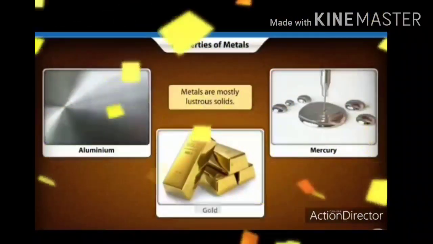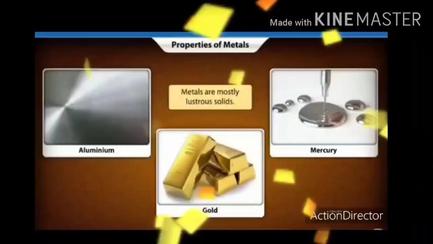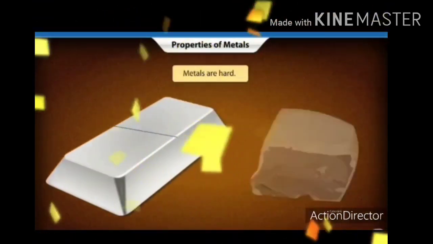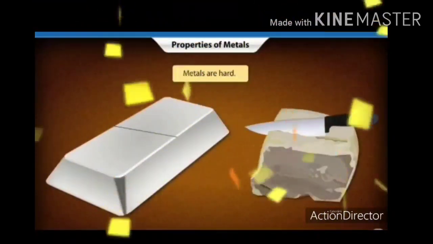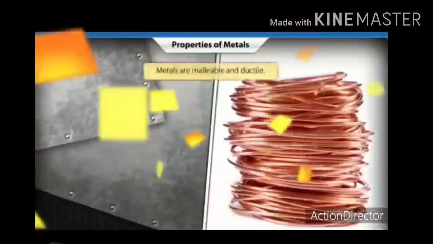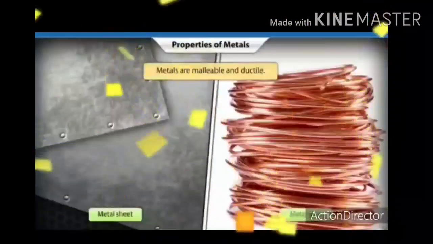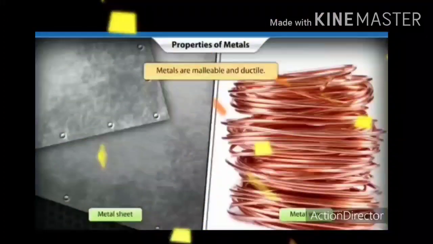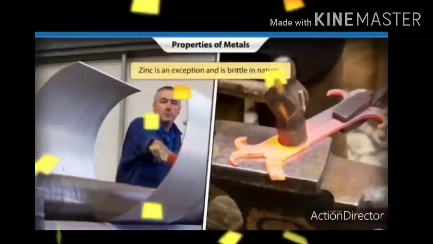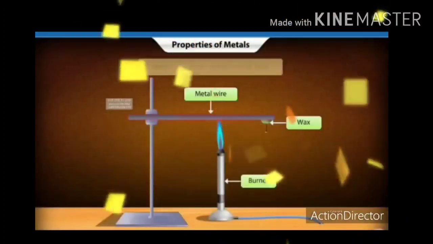Metals are mostly lustrous solids, mercury being an exception, which is liquid at room temperature. Metals are generally hard. Exceptions are sodium and potassium, which are soft and can be cut with a knife. Metals are malleable and ductile. Malleable means they can be beaten into sheets. Ductile means they can be drawn into wires. However, zinc is an exception and is brittle in nature, neither malleable nor ductile.